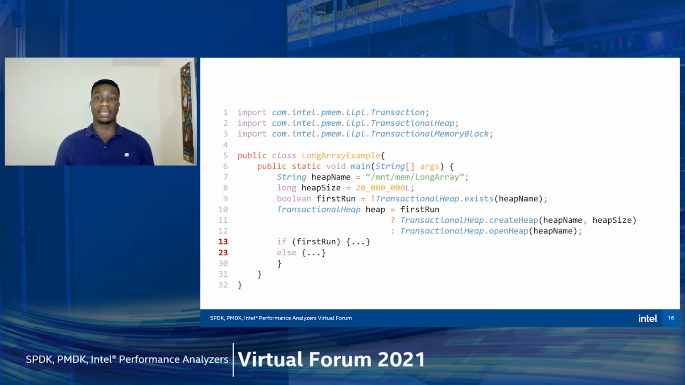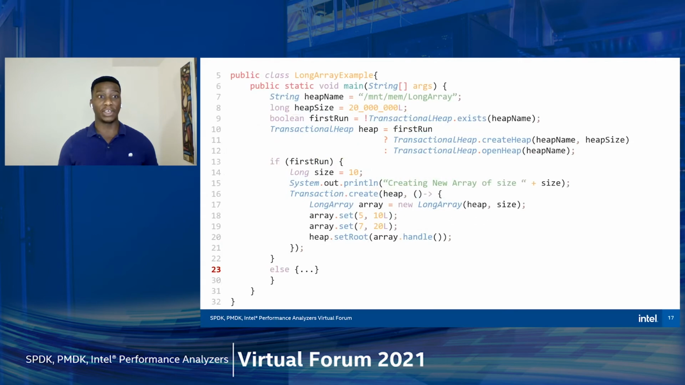Create heap takes a heap name and a heap size. In this case, our heap name is mount mem long array. What this means is that on my system, mount mem is the location of my persistent memory namespace. A long array just represents the file. And on line 8, the heap size is going to be about 20 megabytes, so it's a small heap.